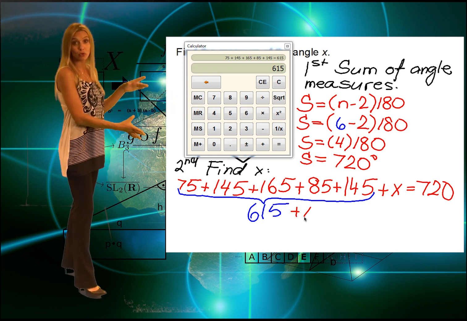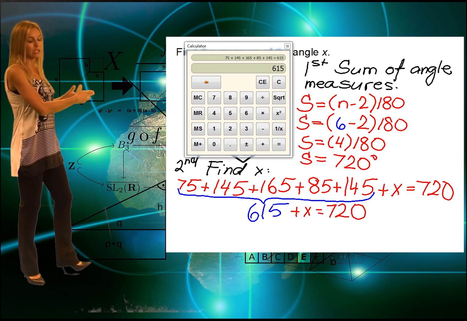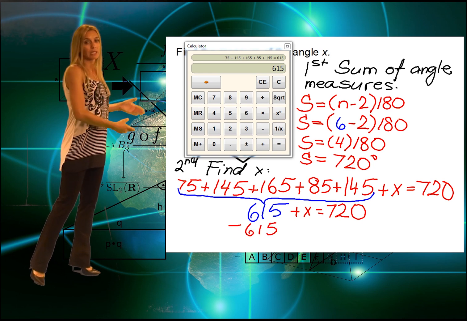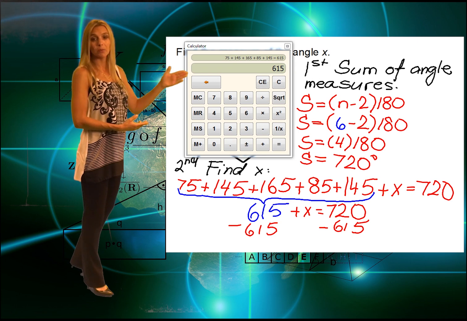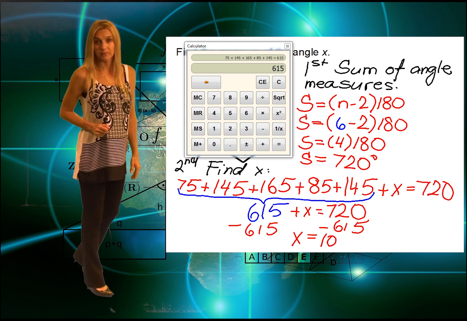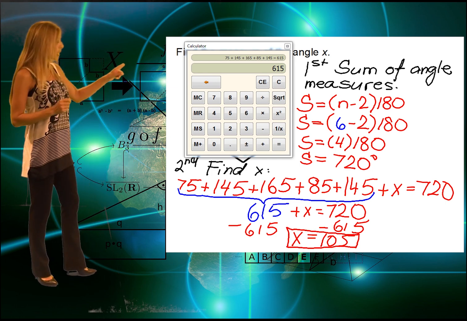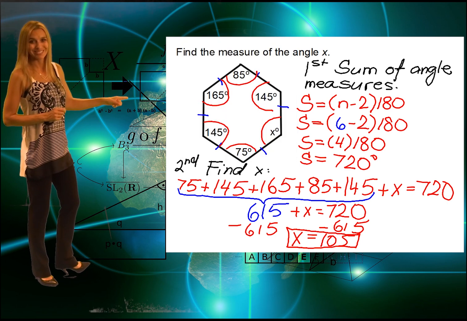Now we are solving for the x, right? So I know the 615 has to get subtracted from both sides. And I will find out that my x is equal to 720 minus 615, which is 105 degrees. So what we are saying is that our unknown angle x is 105 degrees.